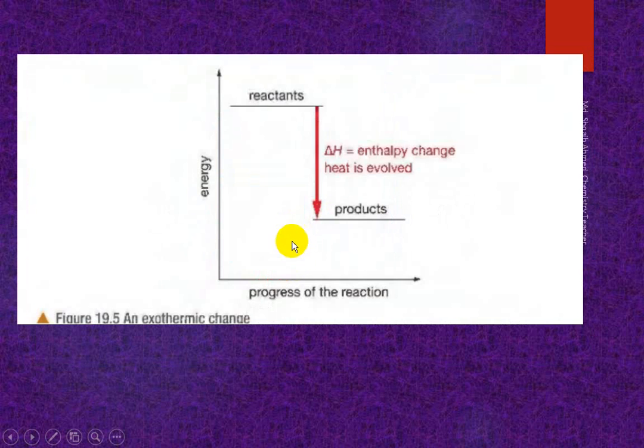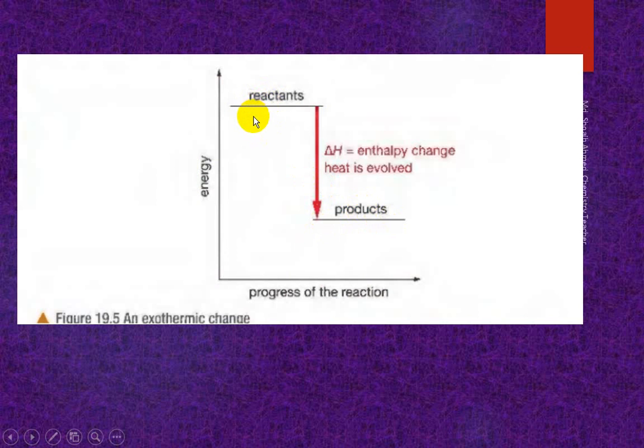Okay, this is the energy level diagram for an exothermic reaction. The reactant energy is more than the product energy. Here the progress of the reaction is on the x-axis, and on the y-axis is the energy, which increases upward. Look, the reactant energy is more, and the product energy is less.